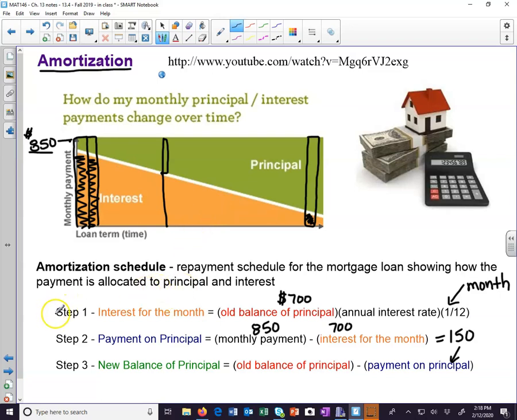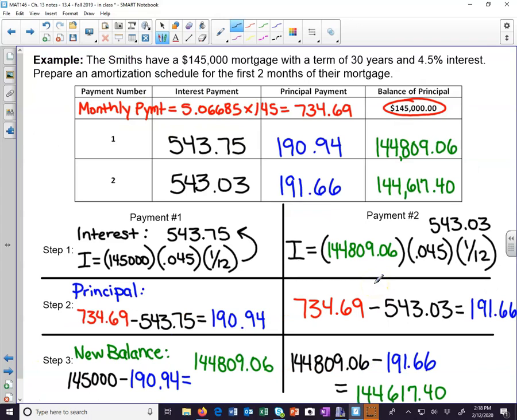The amortization schedule will tell you how much interest you're going to have to pay for that month, how much of your monthly payment is going to go towards the principal, and then what your new balance of principal will be for the next month. Technically you could do this for every month, but we're just going to do it for 1 or 2 months and see how that monthly payment is distributed into interest and principal. And then from there we can assume what will happen in the following months.